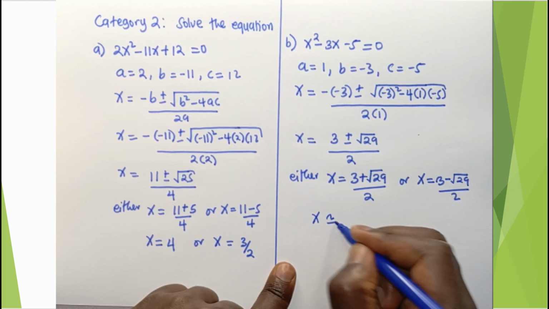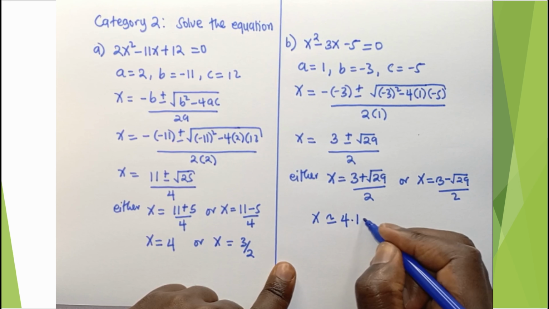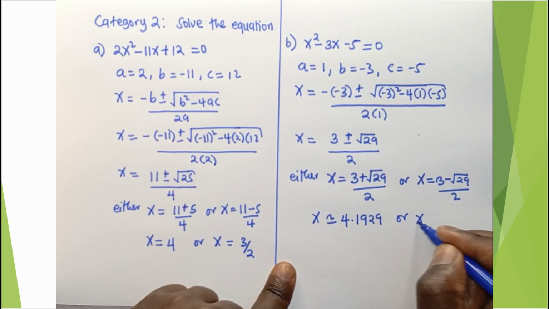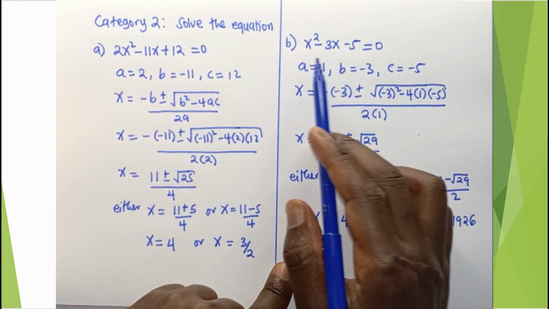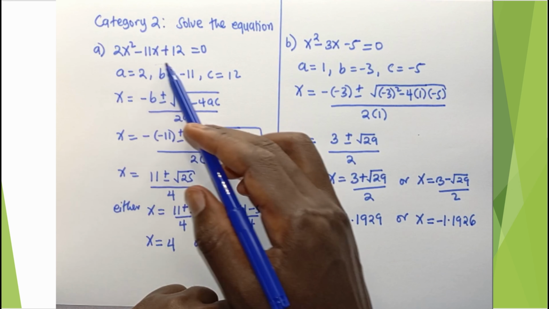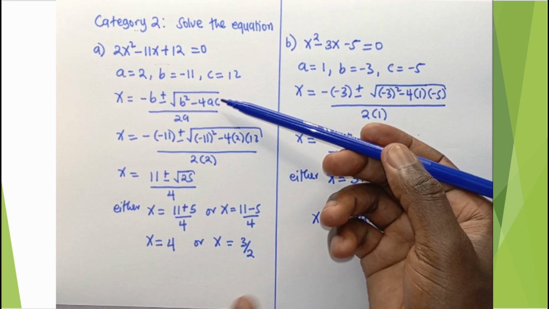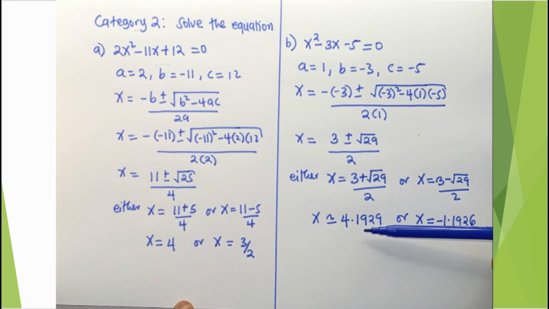So therefore, x can be approximated when you place it in the calculator. So we have x as 4.19 to 2 decimal places, or x is equal to negative 1.19 to 2 decimal places, but you are recommended to use more decimal places than that. So when you solve all that, you are actually in category 2.